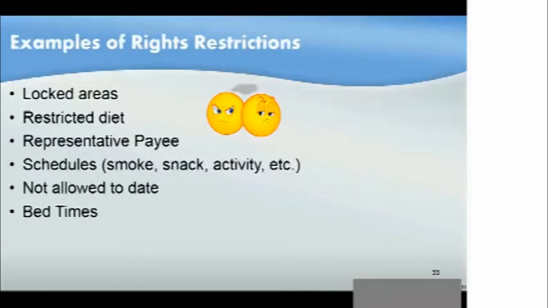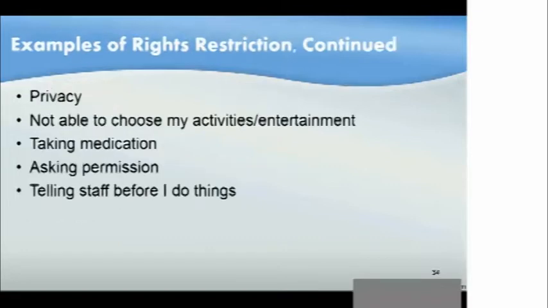Here are some examples of rights restrictions. Locked areas, restricted diet, represented payee, schedules, smoke schedules, snack schedules, activity schedules, not allowed to date, bedtimes or wait times, not having enough privacy, not able to choose my activities for entertainment.